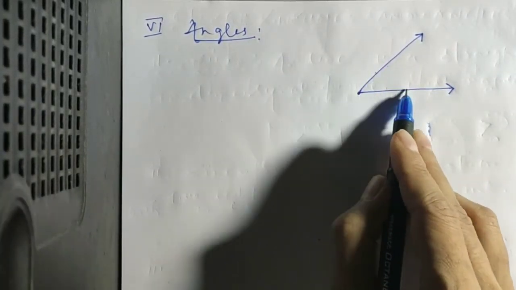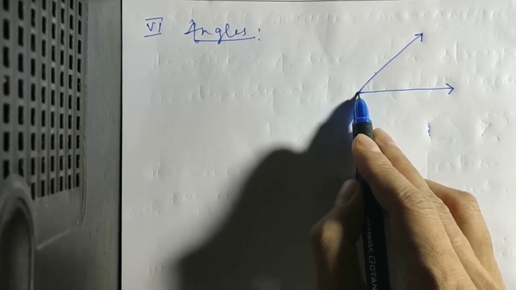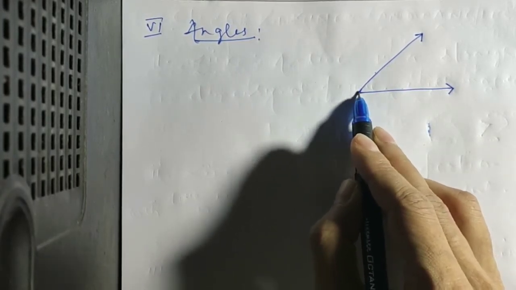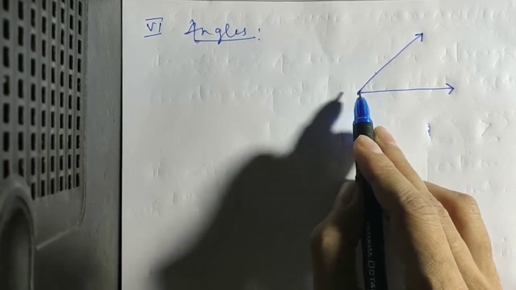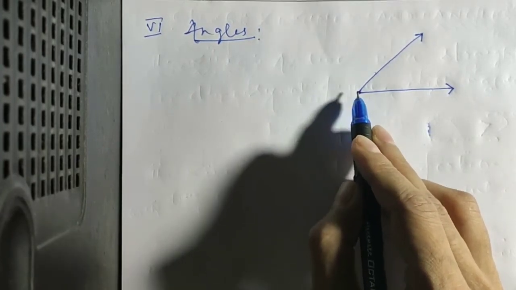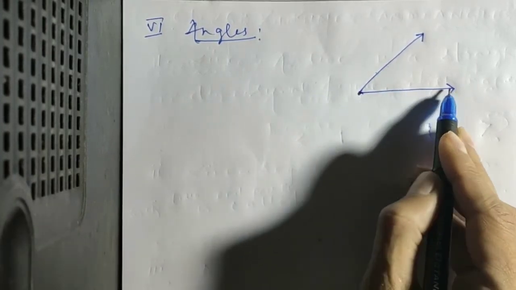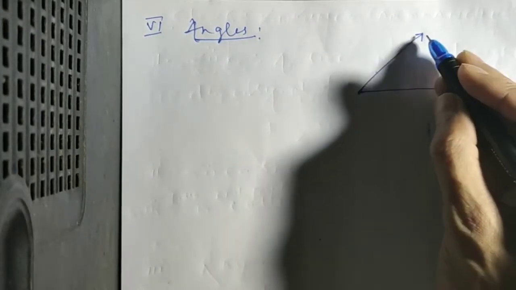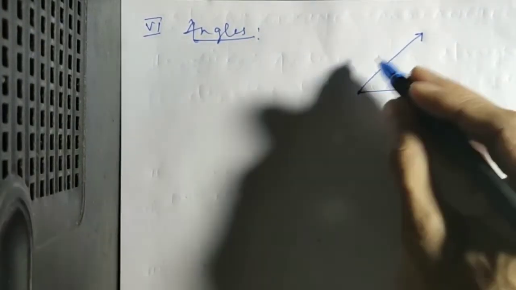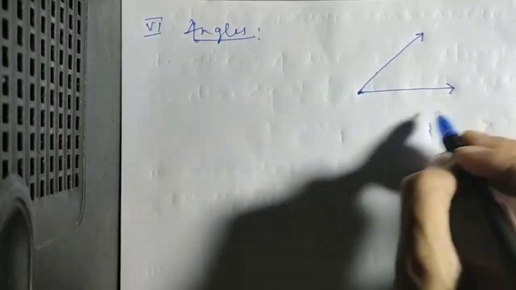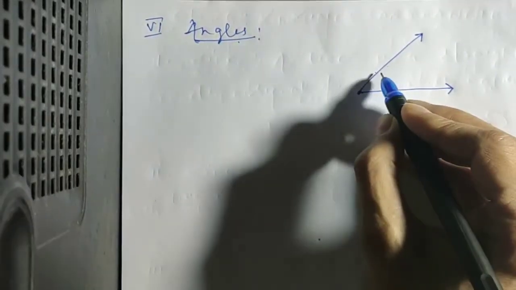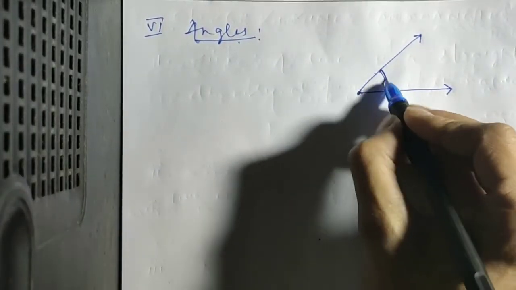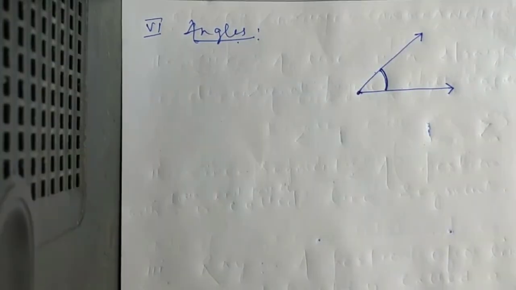Now two rays, when they start from the same endpoint, this is the endpoint, and from this endpoint this ray also starts, and from this endpoint this ray also starts. At that time that figure is called an angle. This forms an angle.